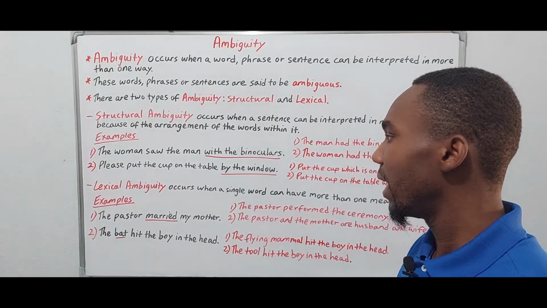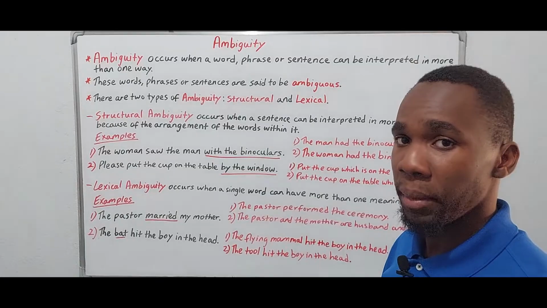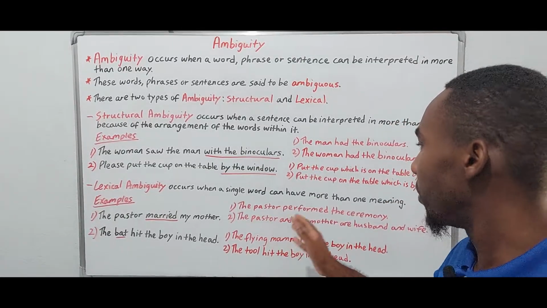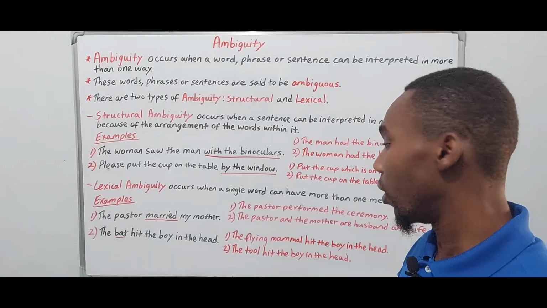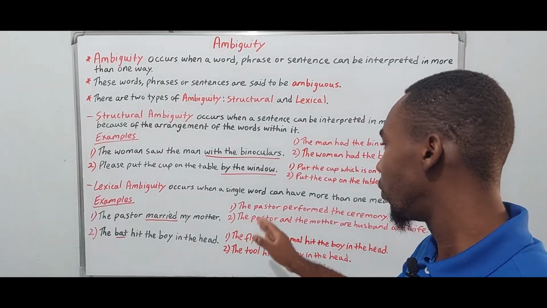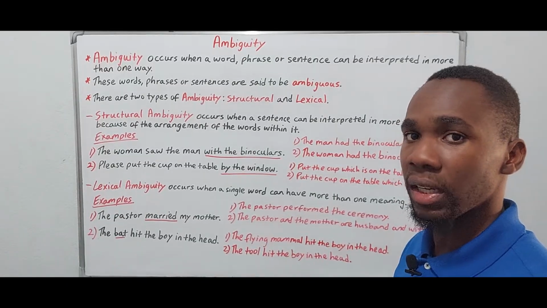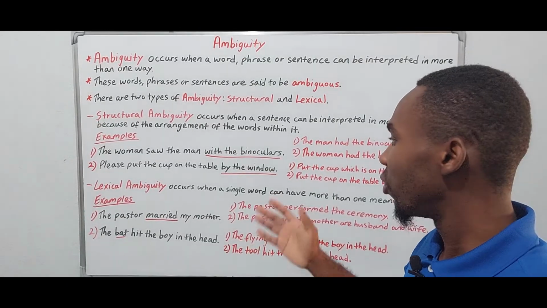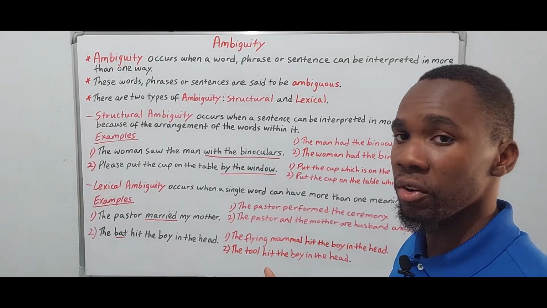Secondly, the bat hit the boy in the head. So bat is our ambiguous word. One, the flying mammal hit the boy in the head. So bat could refer to the flying mammal or creature. And two, the tool hit the boy in the head. So the tool which is used in sports like cricket and baseball. So which meaning do we want to convey? Once again, we provide more information.